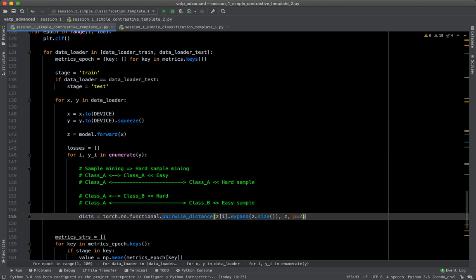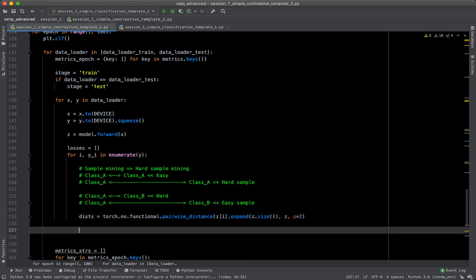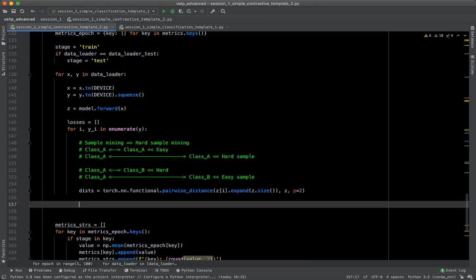Then the second part is we need to find the hard samples and the easy samples for each of the groups, for the positive group and for the negative group. So let's start with the negative group.